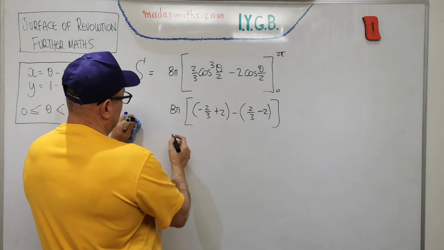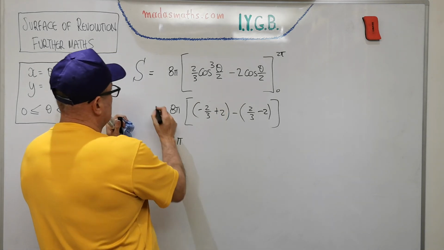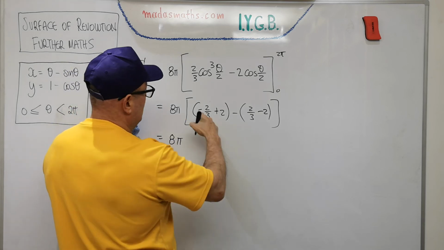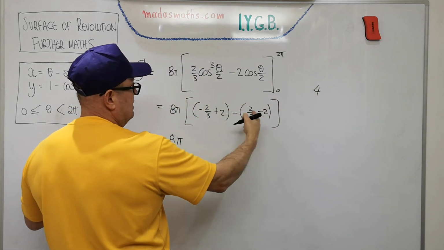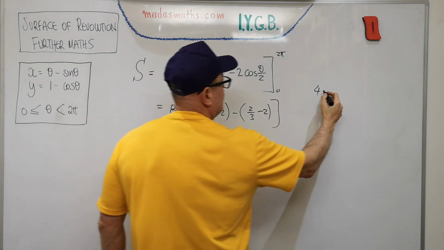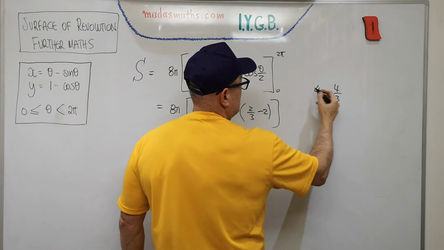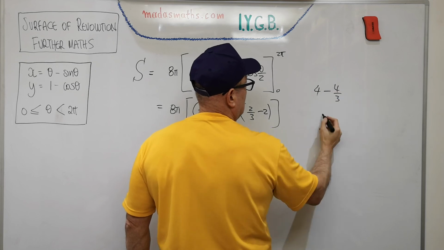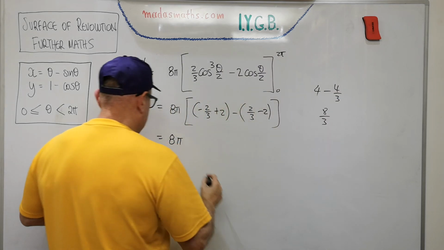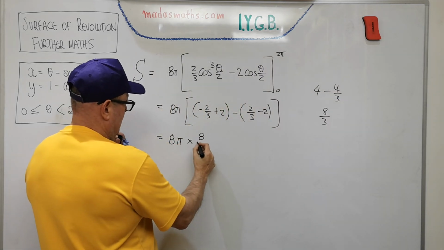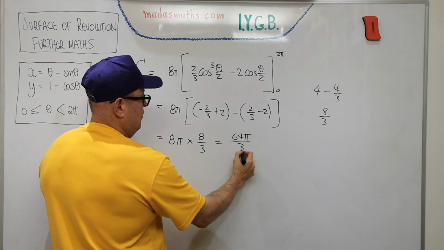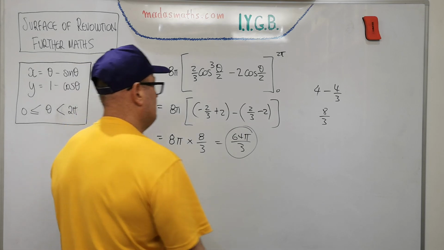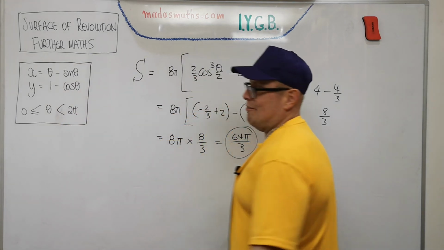Just fractions. 8 pi. Let's put equals and equals. And we've got plus 4, 2 plus 2, and minus 2/3, minus 2/3, minus 4/3. So the answer for that is 12 take away 4/3, 8/3. I'll make it. So it's going to be 64 pi over 3. Not as straightforward as I first thought.